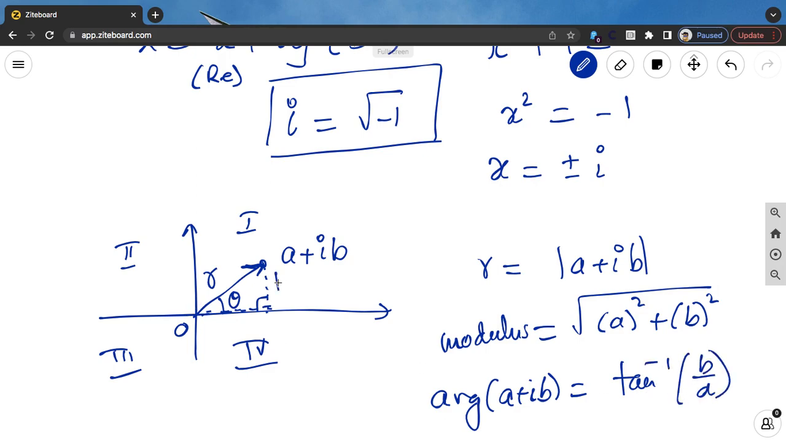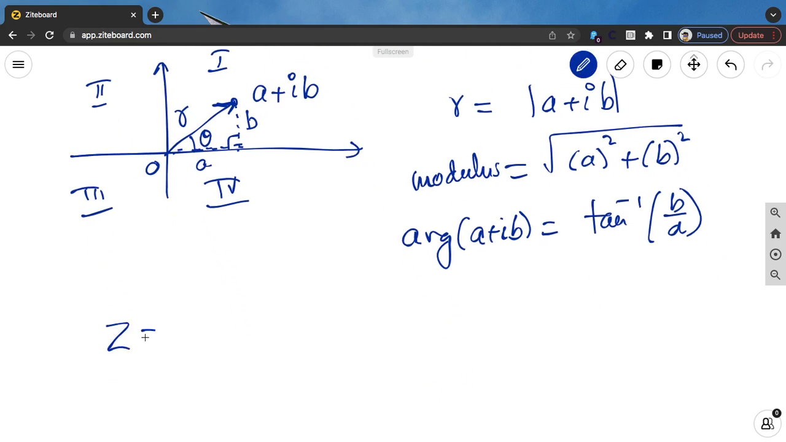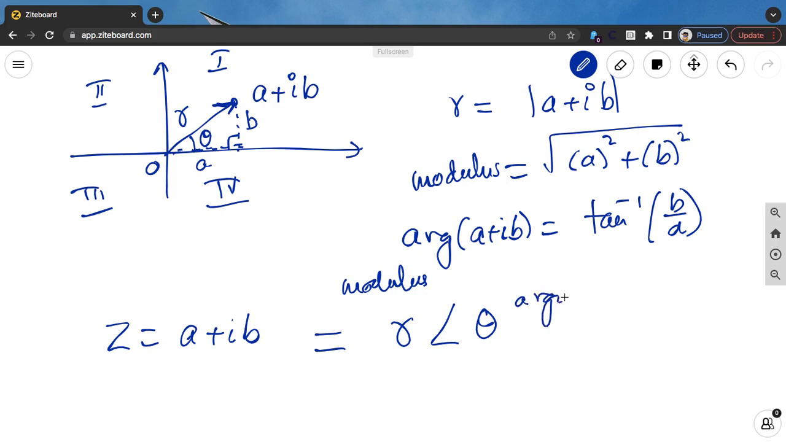Where has that come from? Again, if you pay attention to the diagram and your definition of trigonometric ratios, that's all you get. So this same number A plus iB can also be written as r angle theta, where r is the modulus, which is square root of A square plus B square, and theta is the argument. Both of them tell me the same thing.